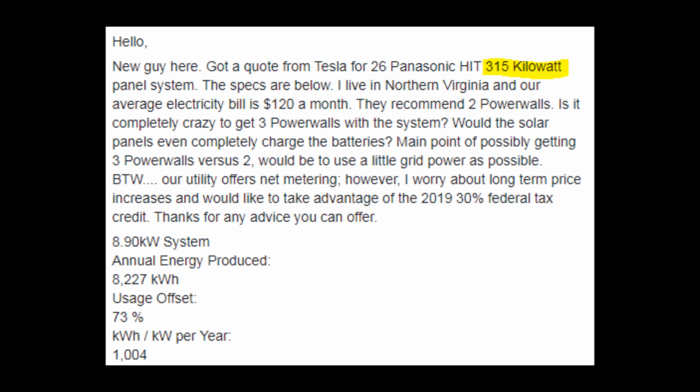So it says, okay, this is in the Powerwall, Tesla Powerwall something group. And they say the 350 kilowatt panel system. At first I thought, huh? 350 kilowatt? That sounds like a lot. And then when I start reading, hey, wait, we have 26 panels. It means it must be 315 watts each panel. If you do the math, it would be 8.9 kilowatt system. Yeah, so that makes sense.